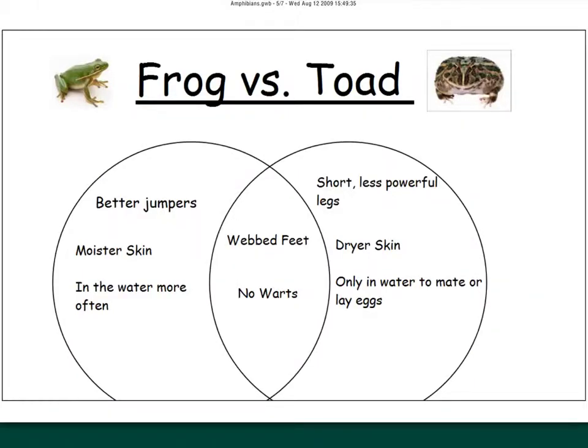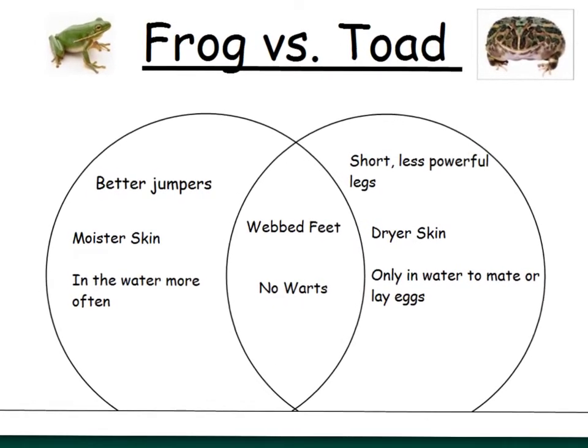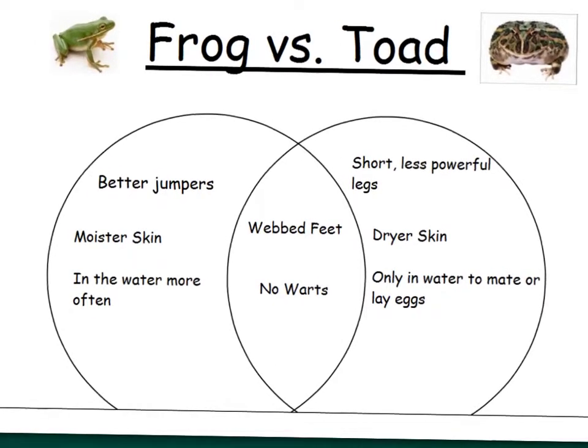Okay, frogs versus toads. So what's the difference between these two? Well, frogs, little guys over here, they're better jumpers. Because look at their legs, they're a little bit longer, they've got a little bit more power and spring in them, so they're going to jump higher. Whereas the toad on the other side has short, less powerful legs. It's still going to hop, but it's not going to jump like the frog. They both have bare, moist skin because they're amphibians, but the frog has moister skin, looks a little bit smoother and shinier. The toad has a drier looking skin, has a few more bumps, but it's still smooth skin.